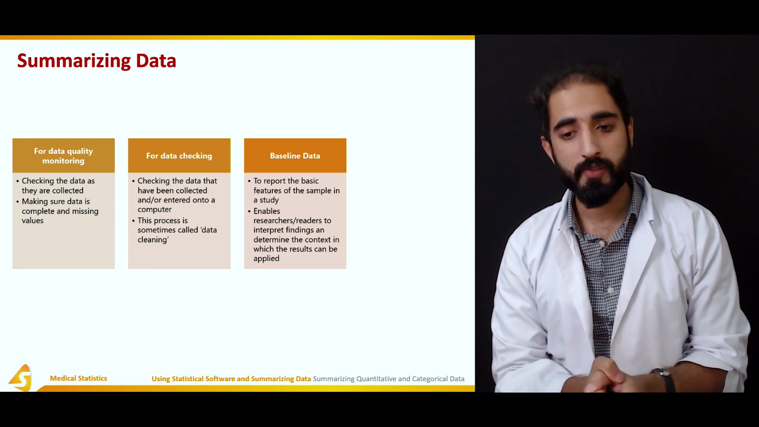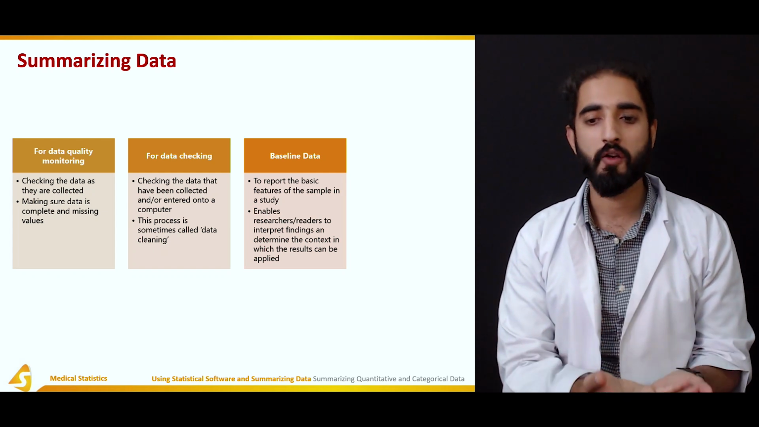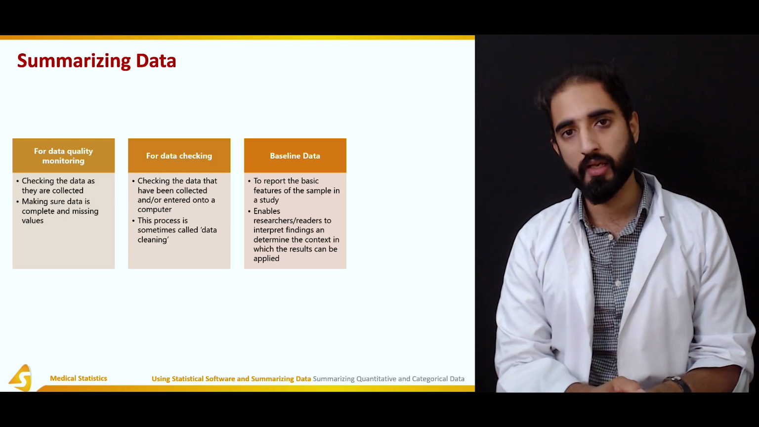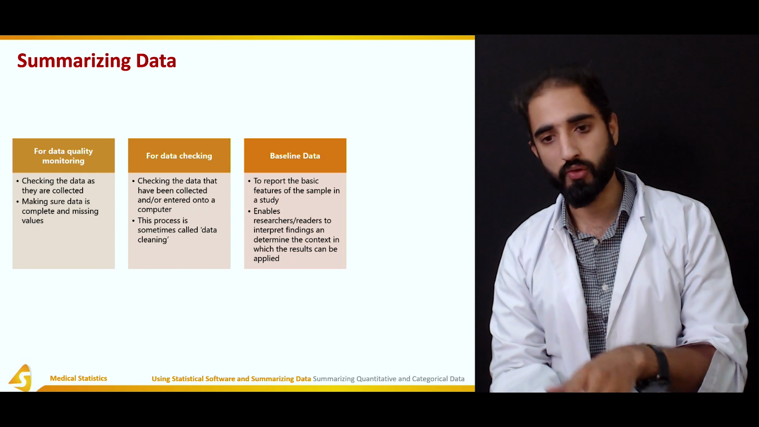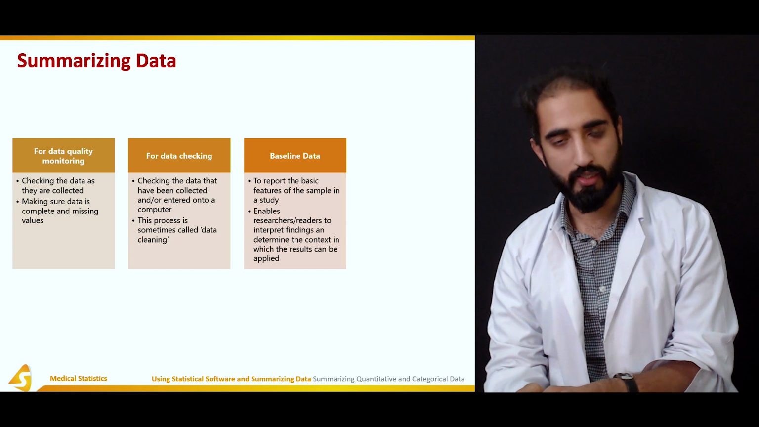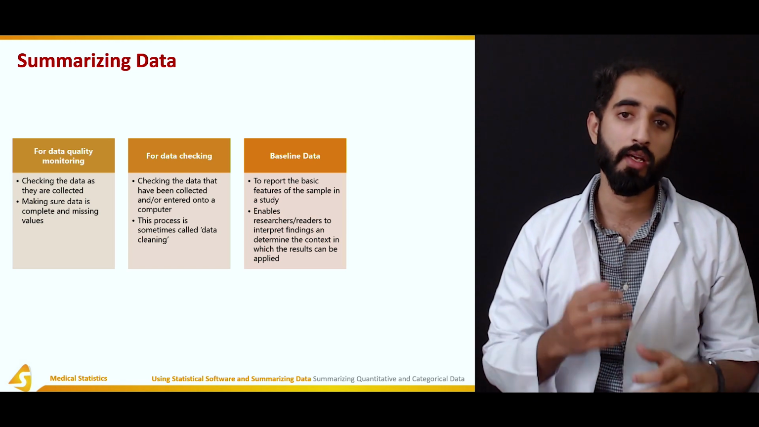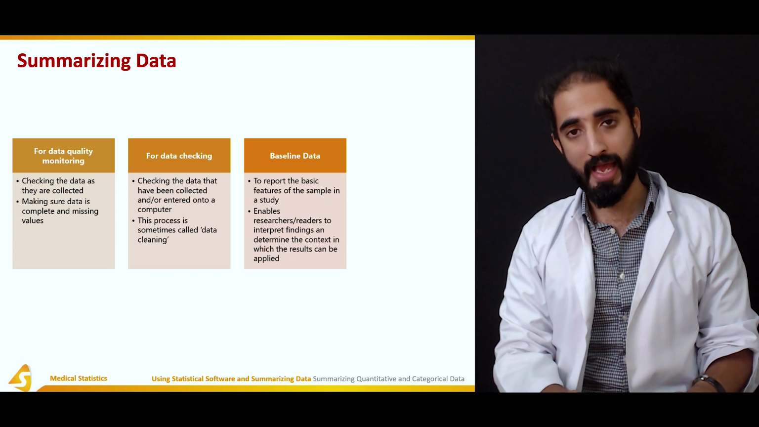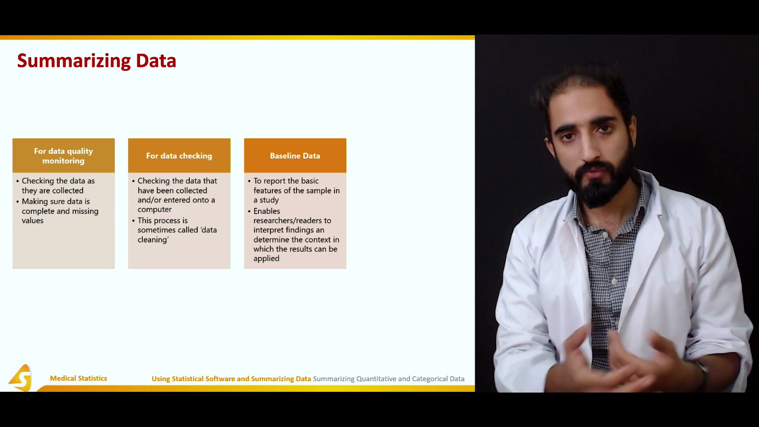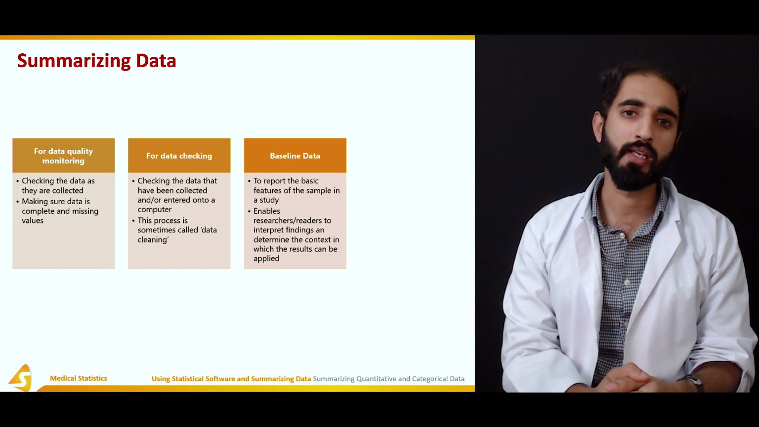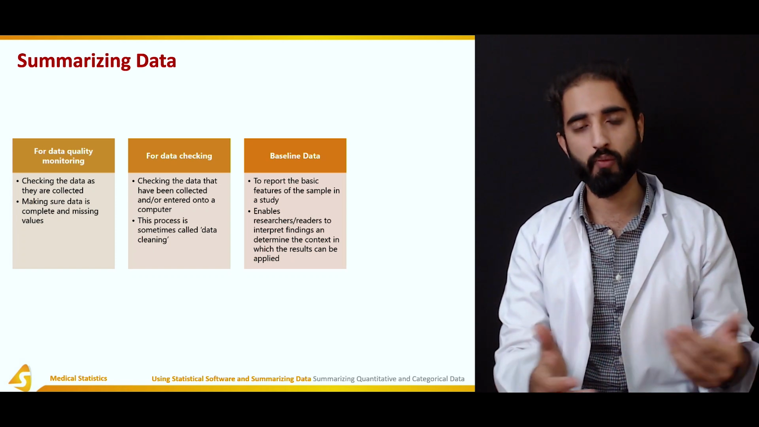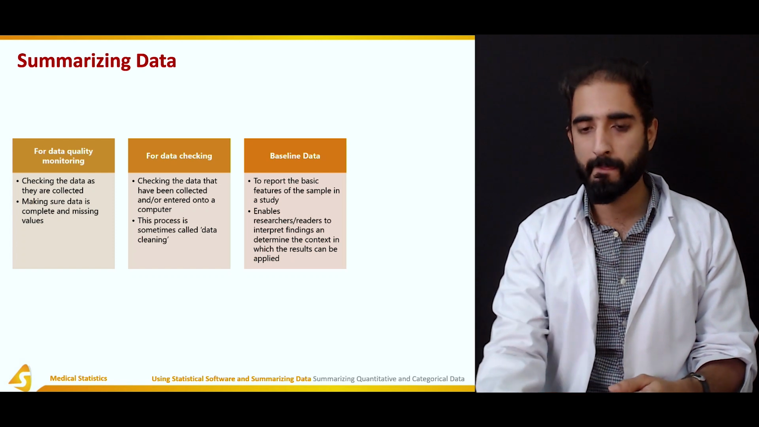Moreover, it also enables the researchers to interpret findings and determine the context in which the results can be applied. For example, if you're doing a pre and post analysis and you find out that there is a significant difference, so if you have mentioned the baseline data, then you can compare the follow-up data with the baseline data, and you can actually visualize how much difference has occurred in addition to the p-values as well. Moreover, you can also perform tests of normality on the baseline data, and you can further decide which type of test, either parametric or non-parametric, you're going to apply.